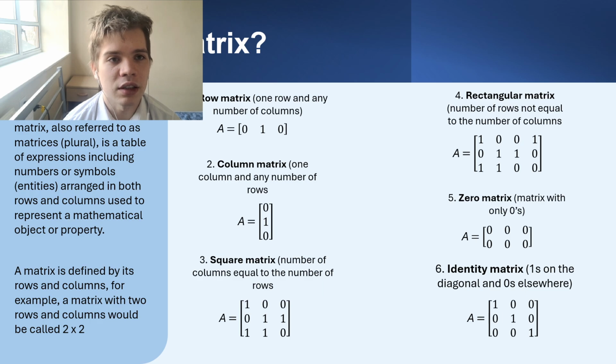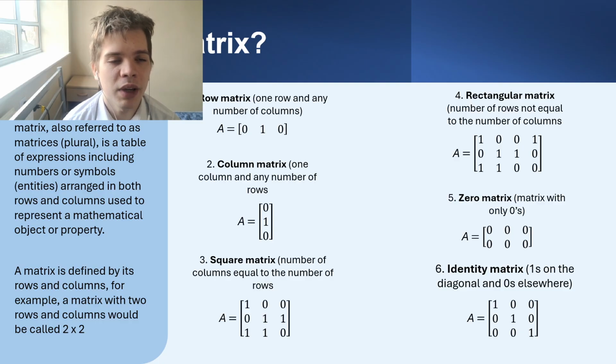A matrix is defined by the number of rows and columns it has. For example, a matrix with 2 rows and 2 columns would be called a 2 by 2 matrix. To further illustrate this point, I have provided more examples.